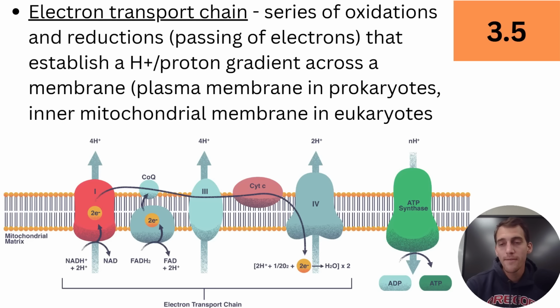So here's your formal definition. We're going to get into a little bit of the details about the electron transport chain. It is a series of oxidation and reduction, redox reactions, passing of electrons, that establish a proton gradient across a membrane. Very similar to what we saw in the last topic video with the light reactions.